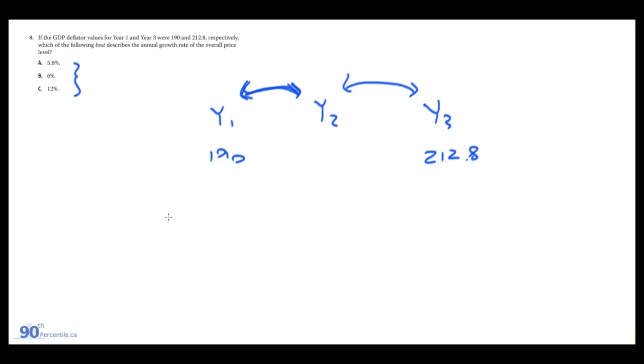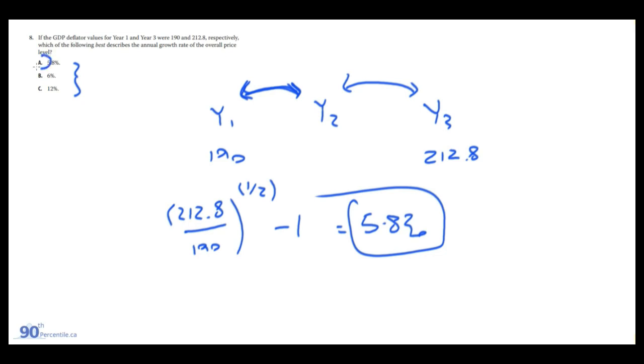So to calculate the growth rate, we're going to need the compound growth rate, which is similar to the geometric mean return. And our formula ends up being 212.8 over 190. And we take the square root of this, which could also be known as to the power of 1 over 2. Some people might have messed up and done 1 over 3, and you would have gotten the incorrect answer. So 212.8 over 190 to the power of 1 over 2, which is the same as the square root, minus 1, and we get 5.8%. So our answer is A.